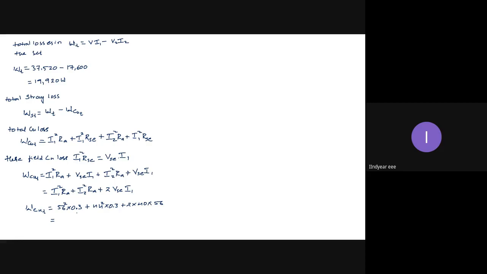So it is 6001.6. Is it right? Yes, sir. So these are total copper losses. Therefore, WST is equal to total stray losses. Total losses are 19,920 minus 6,001 equals 13,918.4 watts. Therefore, stray loss in each machine.